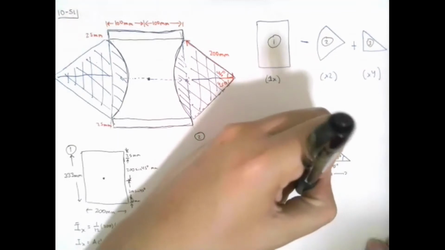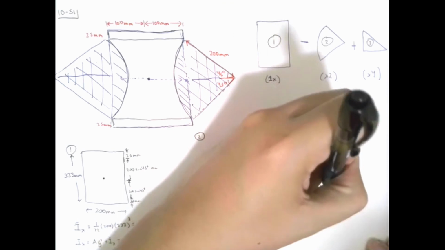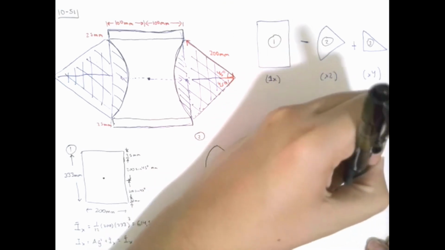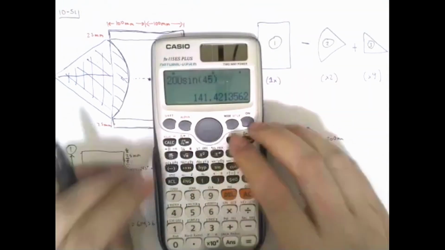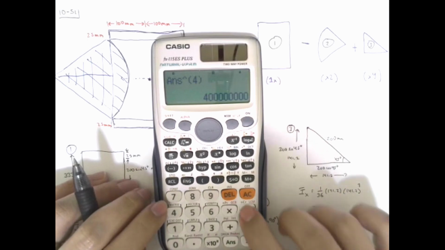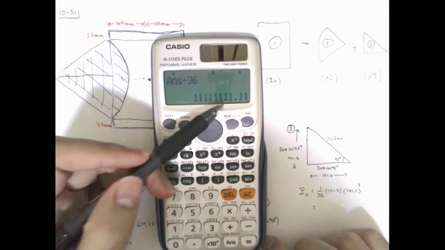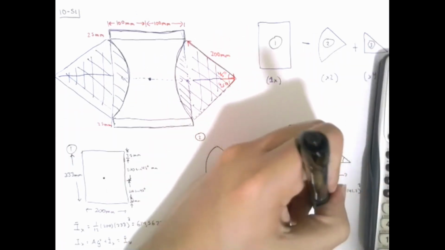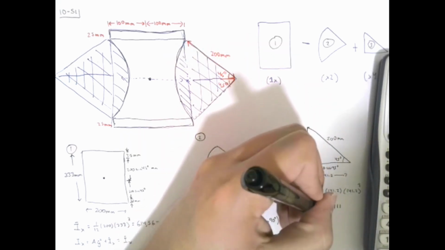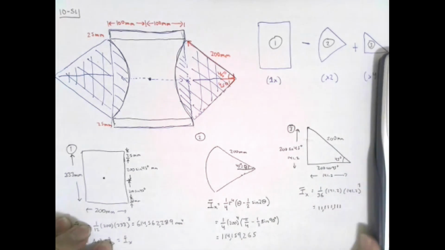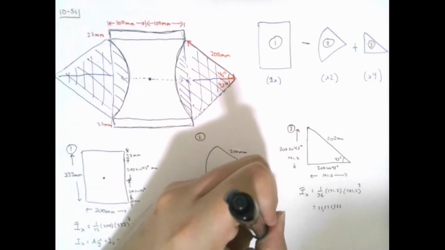And then the moment of inertia about the centroidal axis for this triangle is 1 over 36 base times height cubed, which is 11,111,111.11. And let me not forget my units, millimeters to the power of 4.